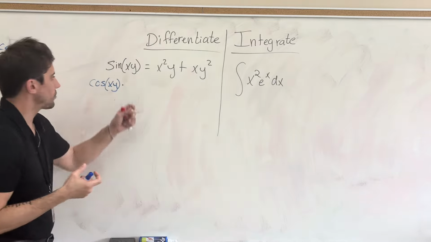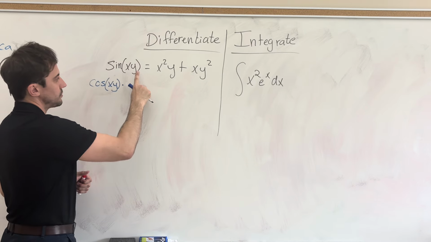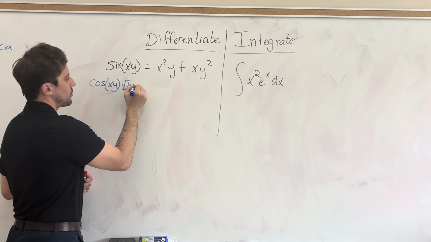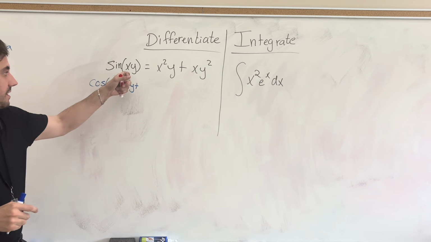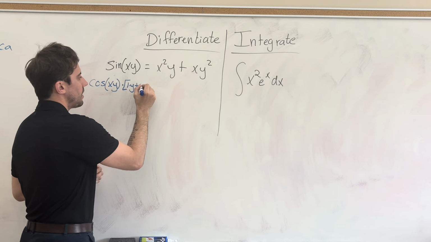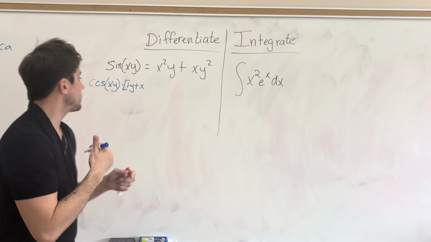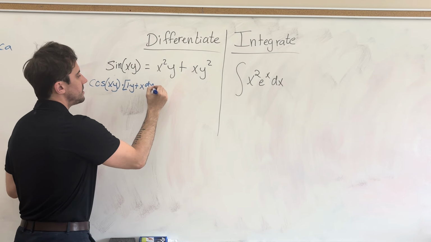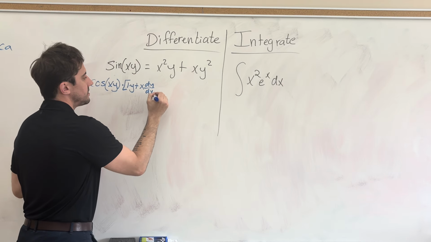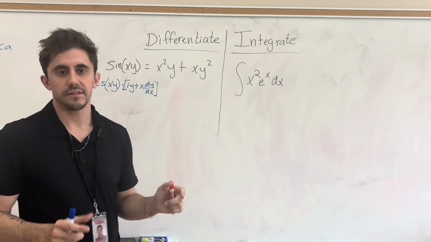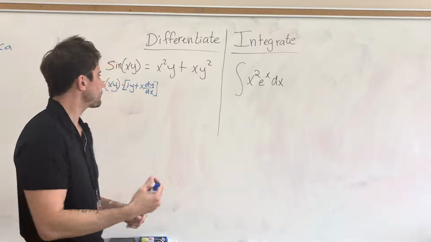Okay, so the product rule means the derivative of x times y, that's just 1 times y, plus x times the derivative of y. Now, again, we're taking the derivative of y with respect to x, and so that's where we get our dy dx factor. And that's the left-hand side differentiated, okay?